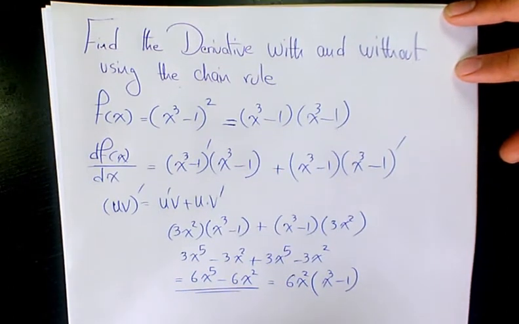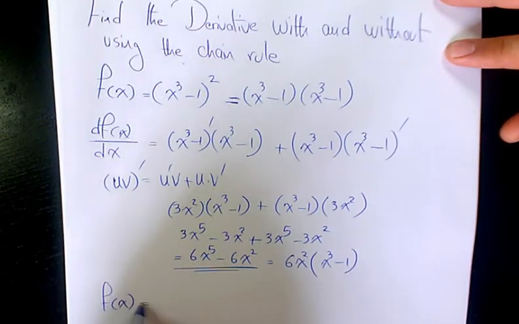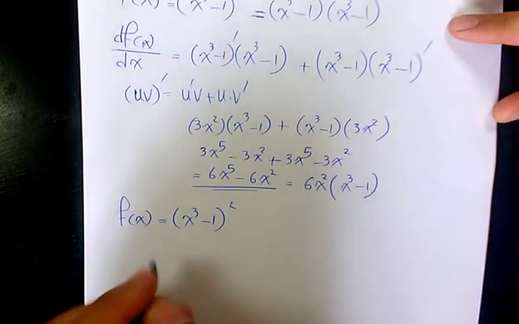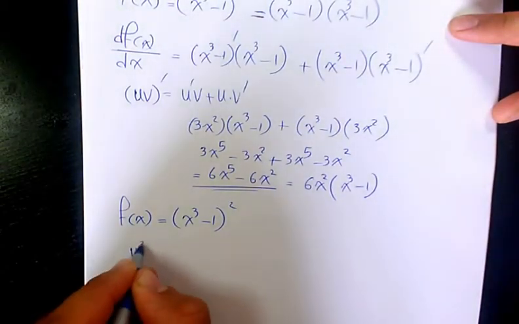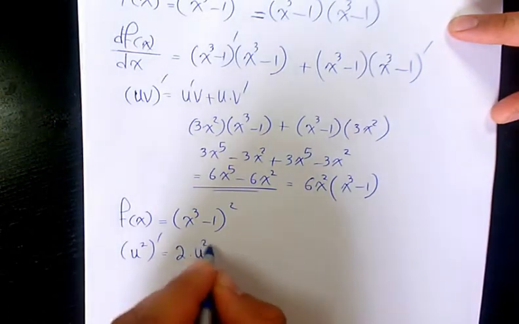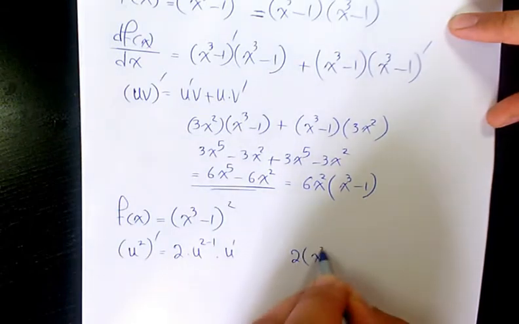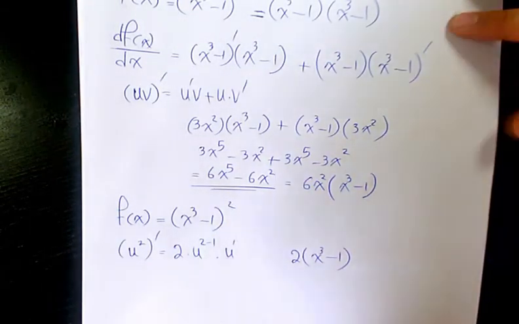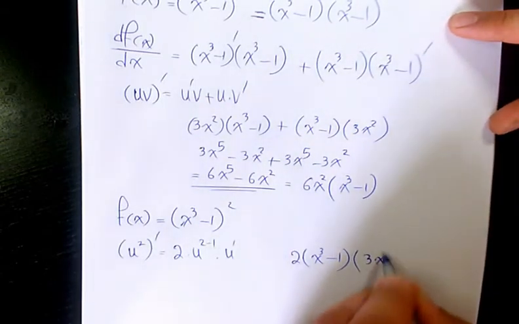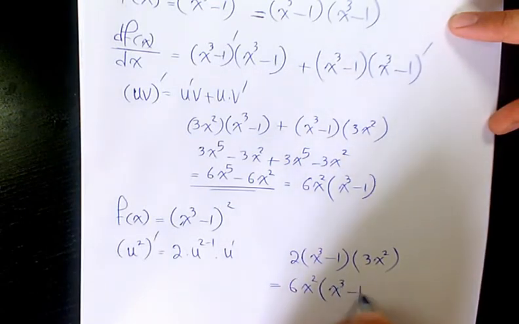Now let's use the chain rule. So I'm going to write it again. f(x) equals (x cubed minus 1) to the power of 2. When you have u squared and you find the derivative, it's going to be 2u to the power of 2 minus 1 times u prime. So it's going to be 2 times (x cubed minus 1) to the power of 2 minus 1, which is 1, times the derivative of x cubed minus 1, which is 3x squared. So it's going to be 6x squared times (x cubed minus 1).